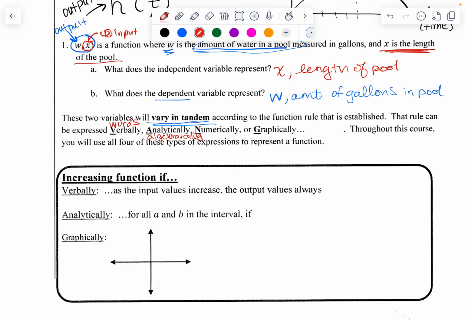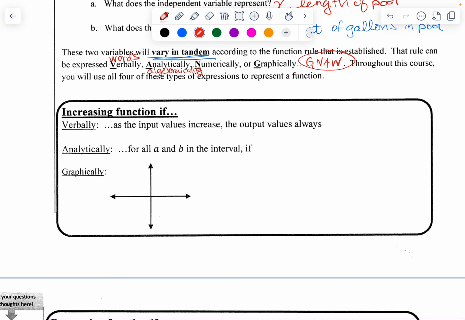Okay, and together they say G for graphically, N numerically, A is analytically or algebraically, and with words, verbally, we get to GNAW on these functions, or describe them in these 4 ways. So throughout this course, you will be using all 4 of these expressions to represent a function. Get used to gnawing on your functions, okay?